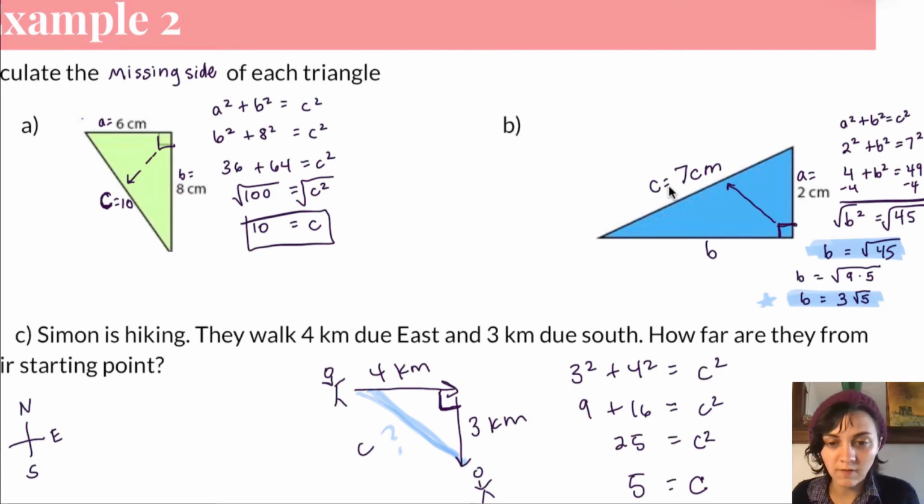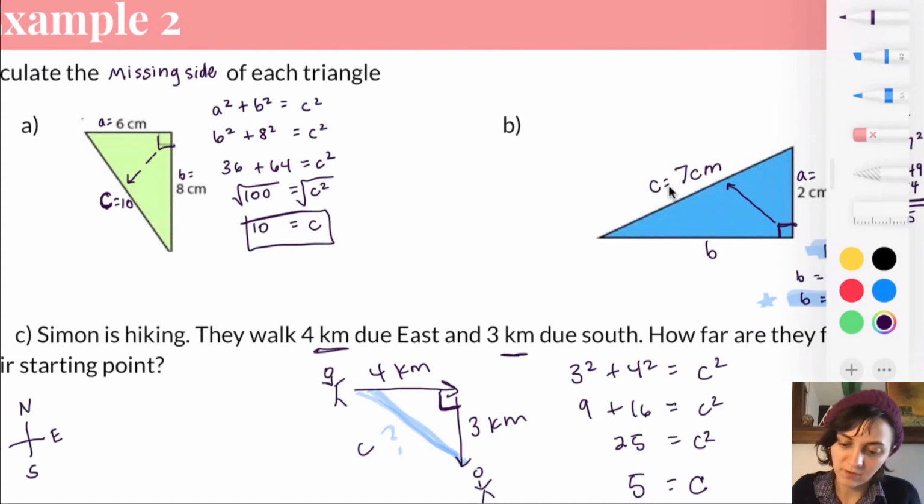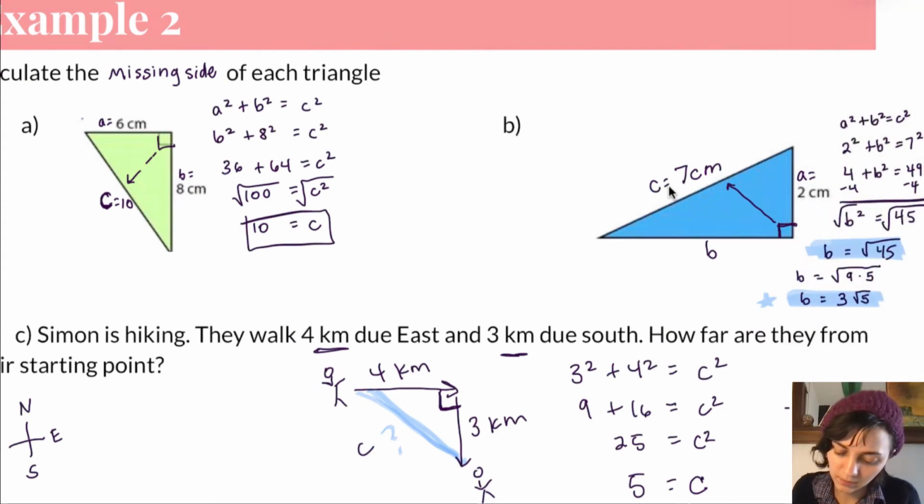Okay, did you get 5? We want to make sure, since it's a word problem, we use our units. So I'm going to write it as 5 kilometers. The final answer is 5 kilometers. Simon is 5 kilometers away from their starting point.